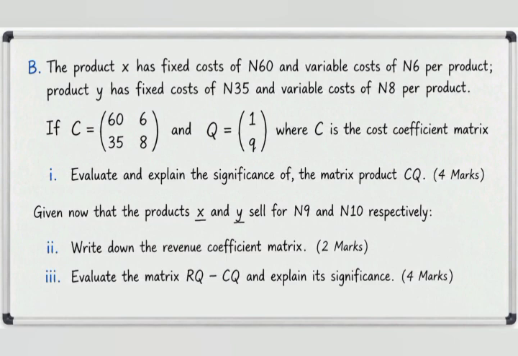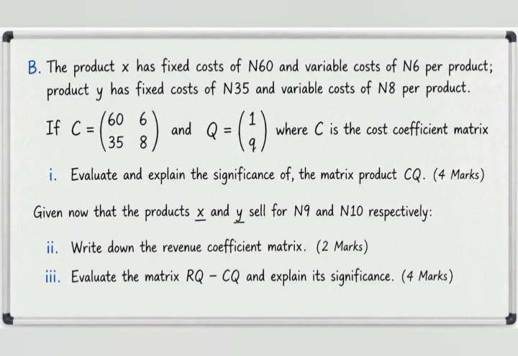Given now that the products X and Y sell for 9 naira and 10 naira respectively, that is, the selling price of product X is 9 and the selling price of product Y is 10. The second requirement was that we should write down the revenue coefficient matrix.